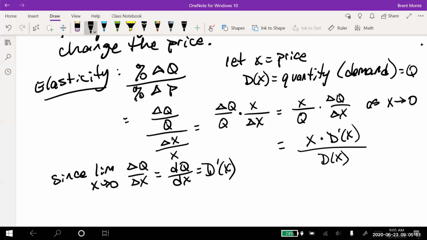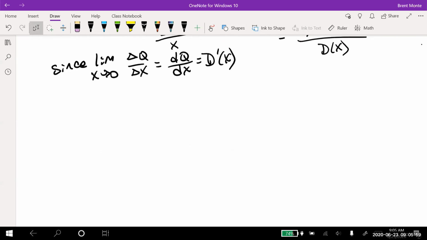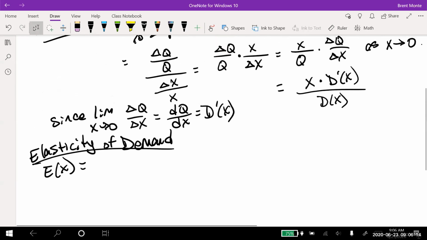Now, they do one thing with that. Here's what they're going to do. In our book, our author doesn't like that to be a negative number. So for elasticity, and we'll even call it elasticity of demand, that's what it is, E of X. Now, if we go back up here where I've circled this, remember, X is the price, D prime of X is the derivative or the rate of change of demand at that price. And then the bottom is the demand.